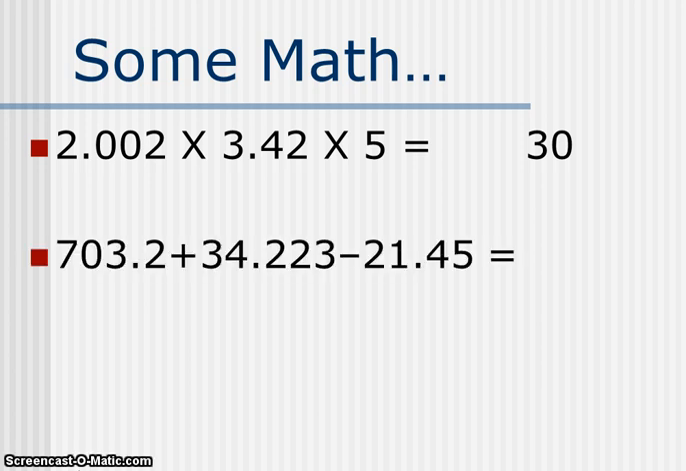So let's do this. We're going to take 703.2 plus 34.223 minus 21.45 and plug that all into the calculator. So do that. The calculator says 715.973. But again, that's too many significant digits.